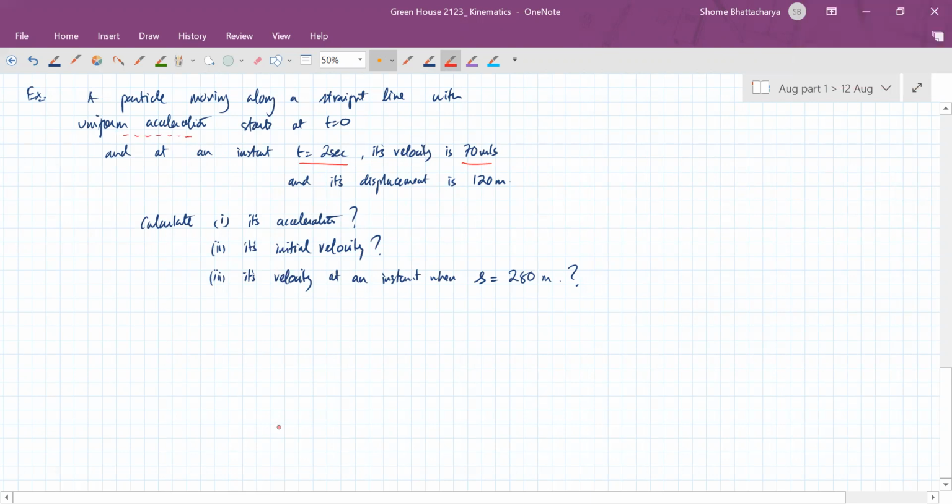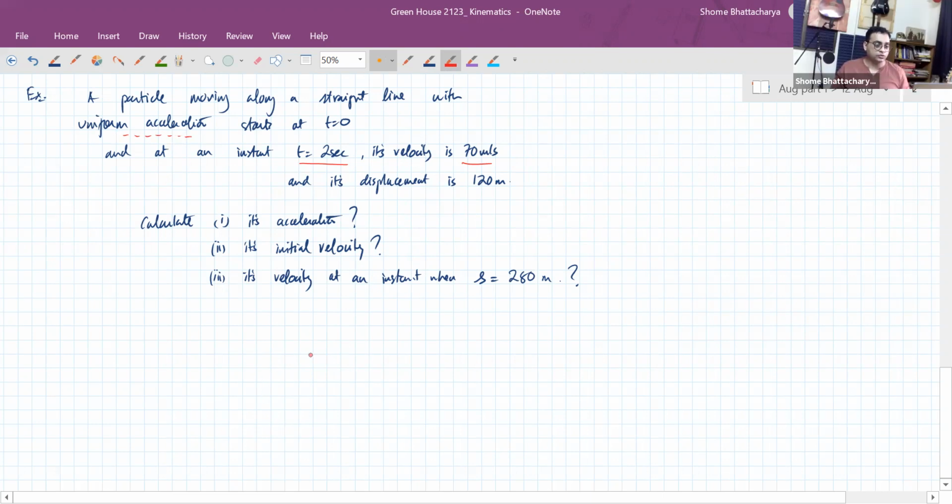Another thing you can see is that if it was moving with uniform velocity, meaning if acceleration was 0, then velocity would have been uniform, 70. Then in 2 seconds, how much would the displacement have been? It would have been 140 meters. The displacement is only 120 meters, which means it's not moving uniformly at 70. You understanding the point?